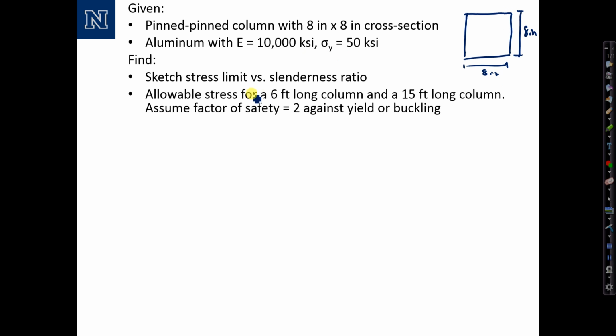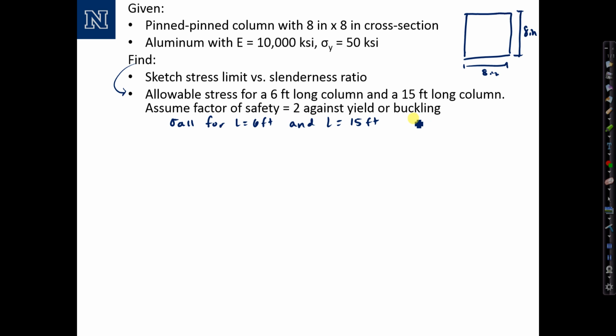We're asked to find the allowable stress, skipping down to the second part, the allowable stress for a 6-foot long column and a 15-foot long column. So sigma allowable for L equals 6 feet and L equals 15 feet. And we're asked to assume a factor of safety equals 2 against both yield and buckling, whichever may control.